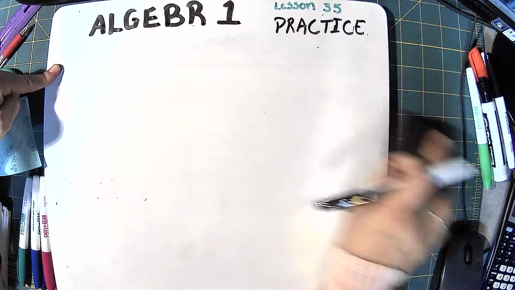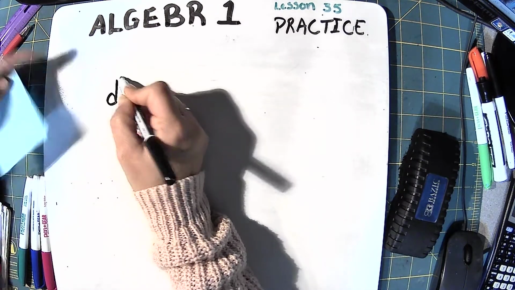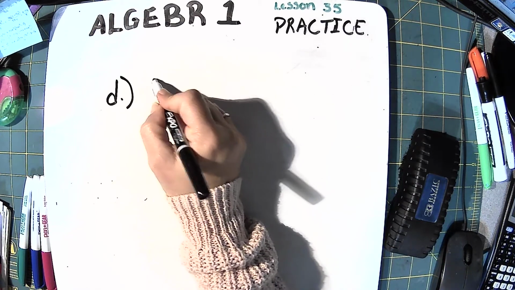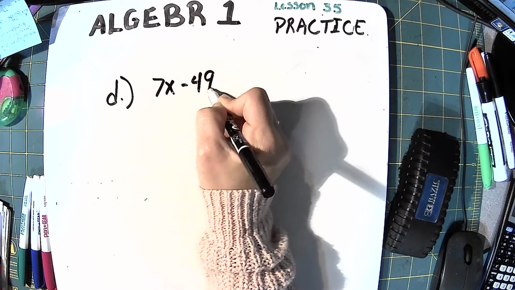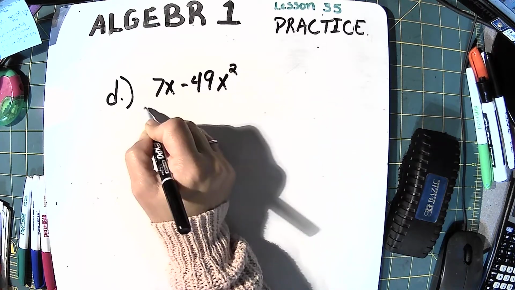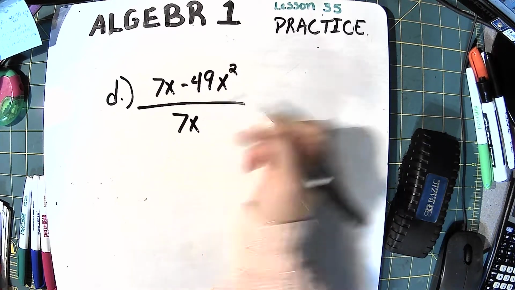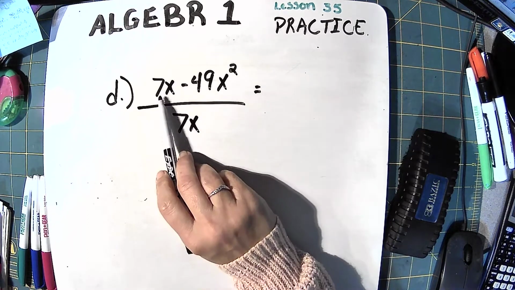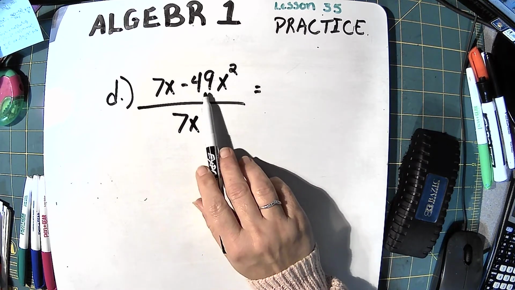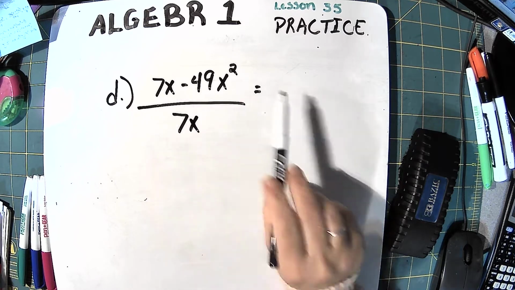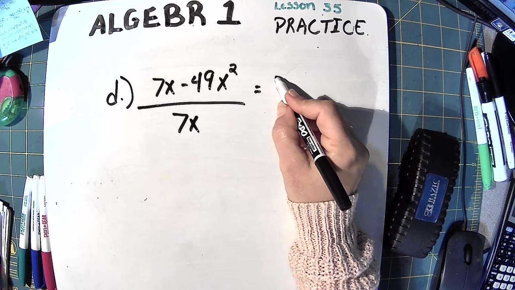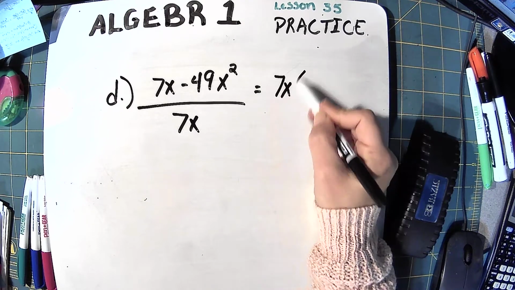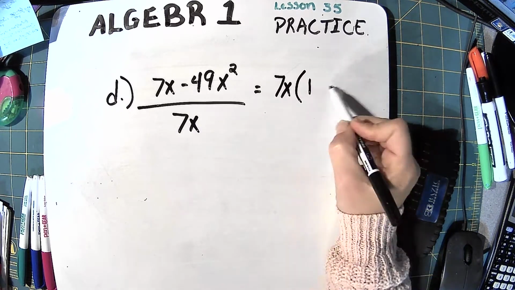Okay, try D. D is 7x minus 49x squared over 7x. Alright, so I can see that this has 7 and the 49 and the 7, the greatest common factor is 7, and then those both have at least one x. So I'm going to pull out 7x out of there, and that would just be 1 at the beginning.